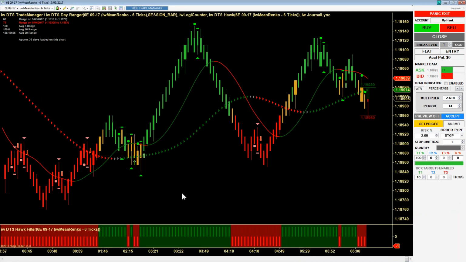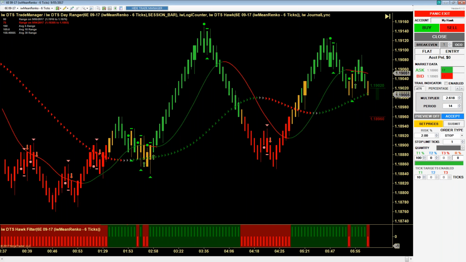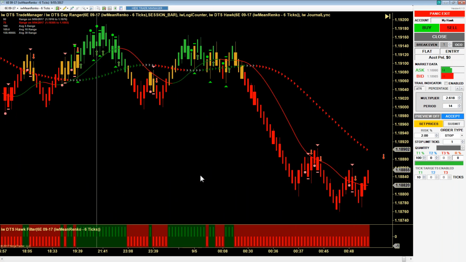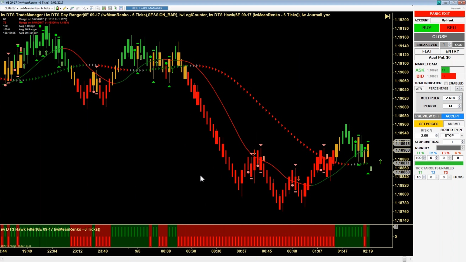All right, so here is the euro dollar, the 6E. This would be the equivalent to the euro US dollar pair for those of you trading the Forex markets. And it's looking like a rather quiet start to the day.